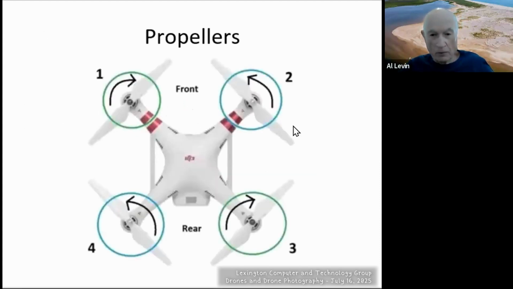This shows 4 propellers and their rotation direction. You'll notice that 2 of the propellers rotate clockwise, this one and this one. And 2 other propellers rotate counterclockwise. This is very important because this prevents the drone from spinning out of control, which would be the consequence if all the propellers rotated in the same direction at the same time.